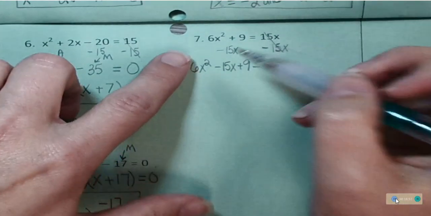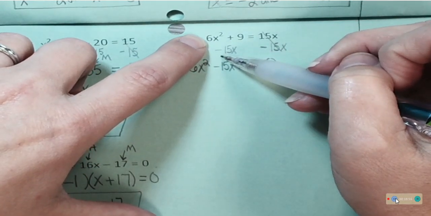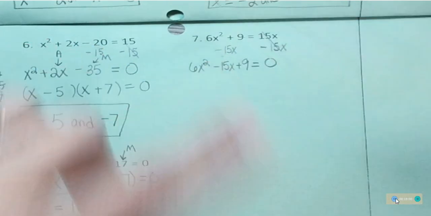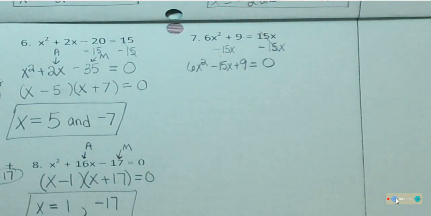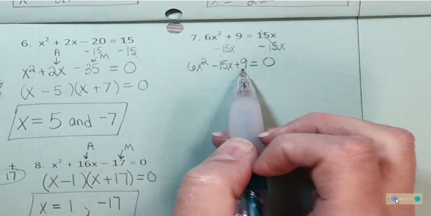Okay? So, why didn't I add this with the 6? They're not the same. It's just x. Why didn't I add it with the 9? It doesn't have an x. The 9 doesn't have an x, okay? So, I'm moving it, but just because I moved it doesn't mean it's going to actually combine with something. I do have to be careful and make sure that I have x squared, x, and constant.